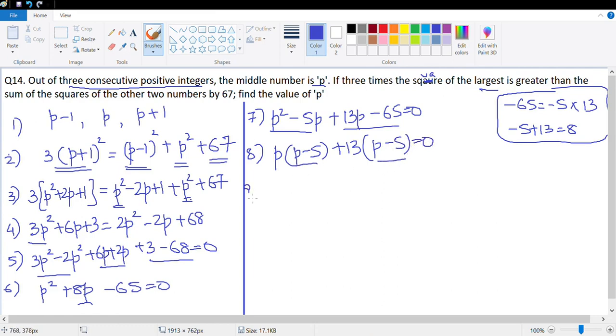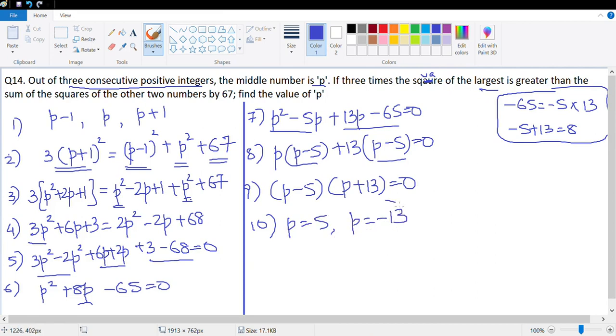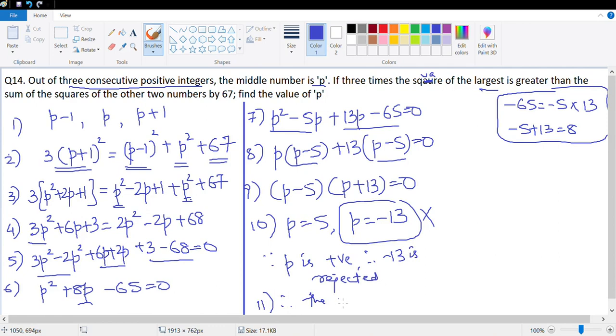P minus 5 is common, so p minus 5 times p plus 13 is equal to 0, which means p is equal to 5 or p is equal to negative 13. Now this is rejected since p is positive. Therefore, negative 13 is rejected. Therefore, the value of p is equal to 5. So the three numbers are 4, 5 and 6, but they only want us to calculate the value of the number p, which is the middle number.